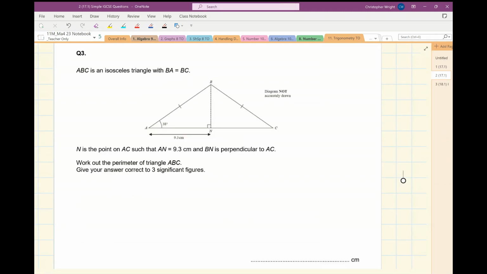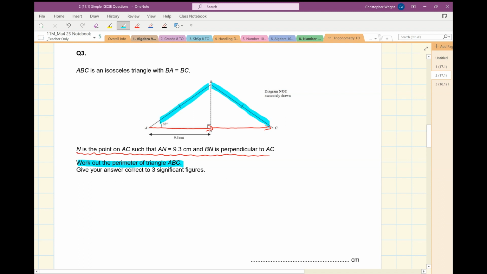Question 3. I've got a large isosceles triangle. N is the midpoint of the base there, look, and BN is perpendicular to AC. I know N's the midpoint because it's an isosceles triangle. Okay, so I've got 2 right angle triangles, one on the left and one on the right, and I'm being asked to work out the perimeter of triangle ABC. Well, I already know that from A to N is 9.3, and then that's another 9.3 there. So the lengths that I need to find are these lengths here, that length and that length.